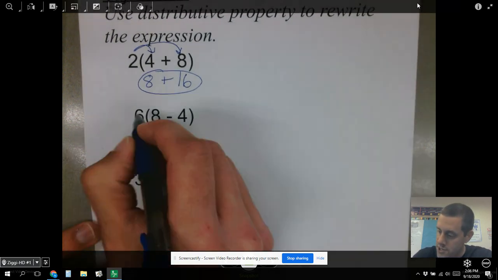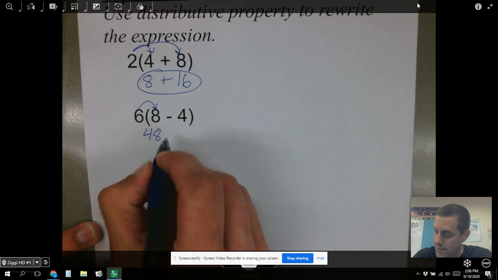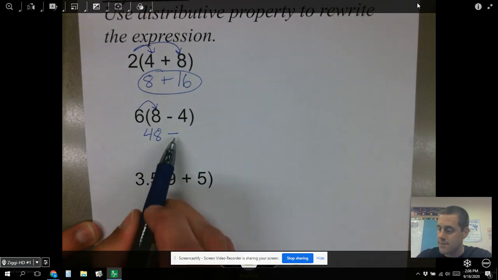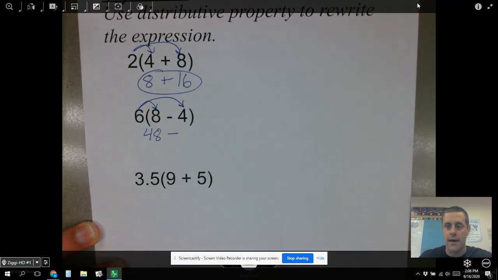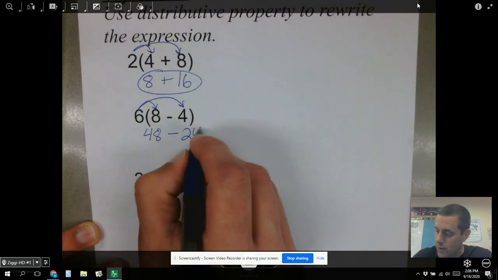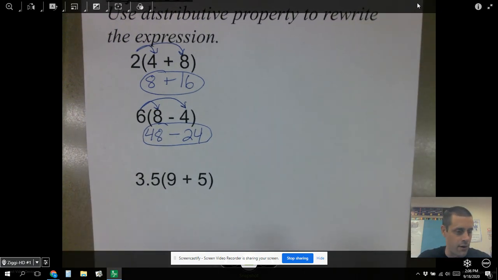Number 2, coefficient is 6. We're going to distribute it to the 8. 6 times 8 is 48. Bring down our operation. In this case, it is subtraction, so bring down a minus sign. And now distribute the coefficient 6 to the other term, 4. 6 times 4 is 24. There is our equivalent expression, 48 minus 24.